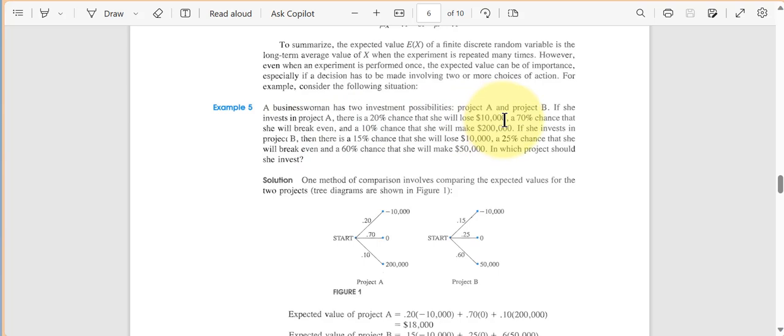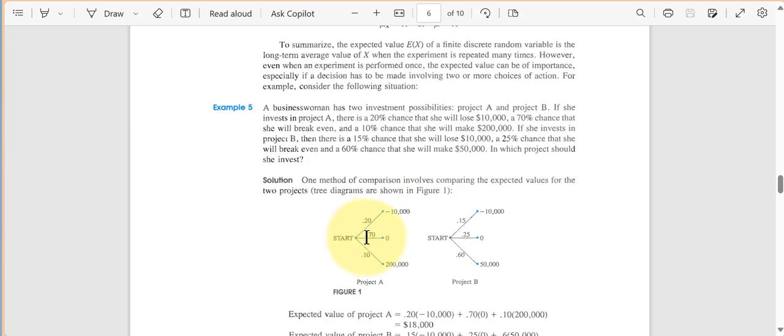So we can think of this as a random variable, the amount of money that she will end up with. So she might end up losing, minus 10,000. She might end up with 0, or she might end up with 200,000. So those are the three values of the random variable. This random variable representing project A, we would say only has three possible outcomes. And then we want to put their probabilities, and we can draw this tree. So it says that there's a 20% chance that she'll lose. So we could put that 20 here just to help us visualize this.